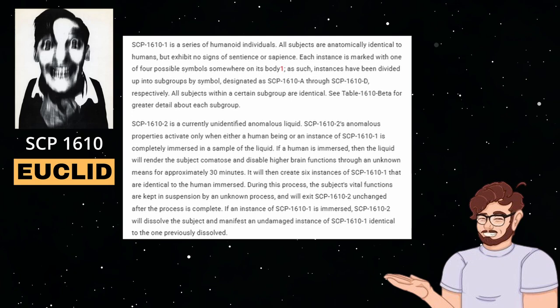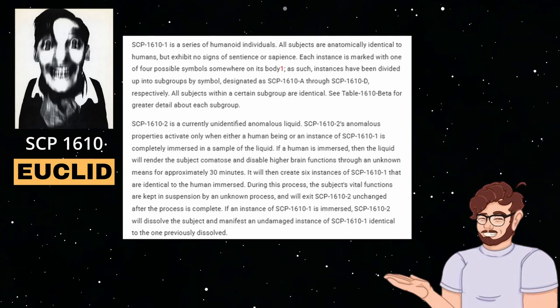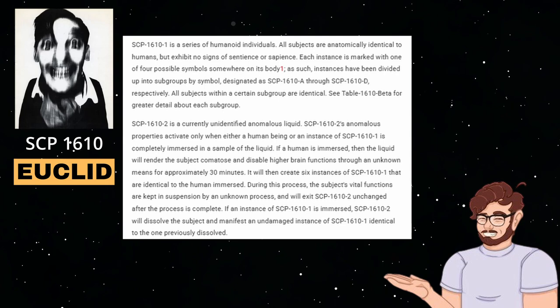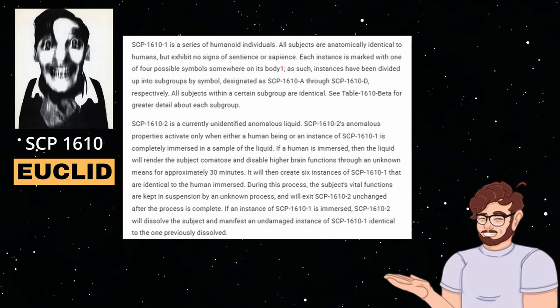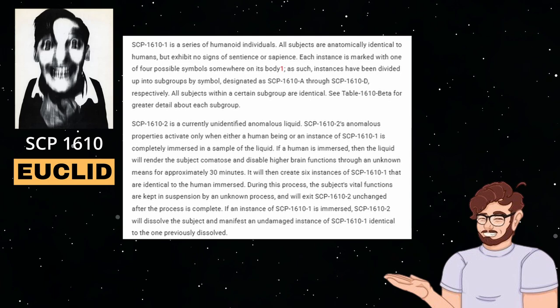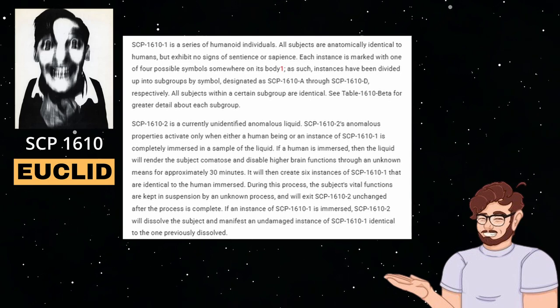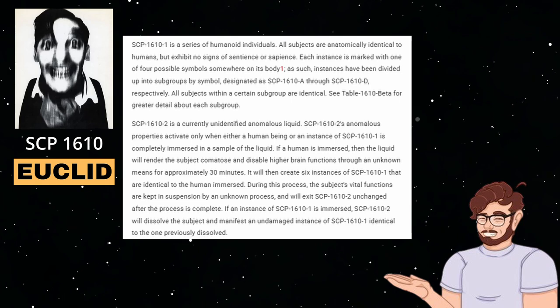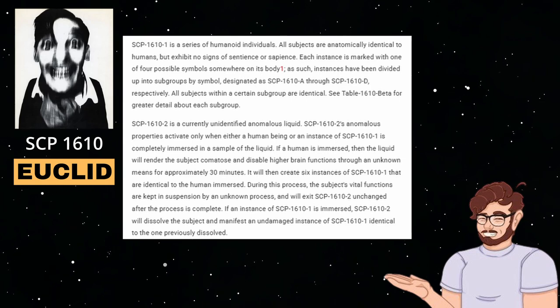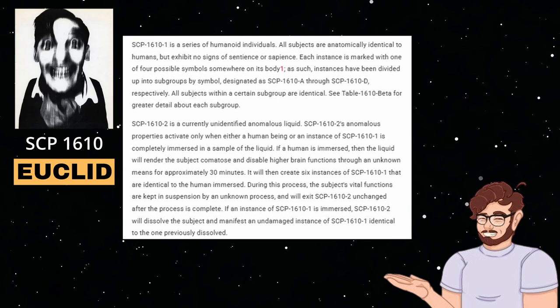It will then create 6 instances of 1610-1 that are identical to the human immersed. During this process, the subject's vital functions are kept in suspension by an unknown process, and the subject will exit 1610-2 unchanged after the process is complete. If an instance of 1610-1 is immersed, 1610-2 will dissolve the subject and manifest an undamaged instance of 1610-1 identical to the one previously dissolved.